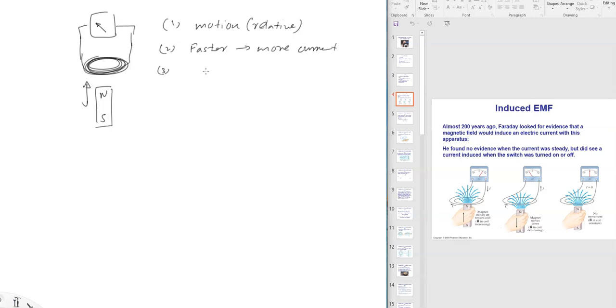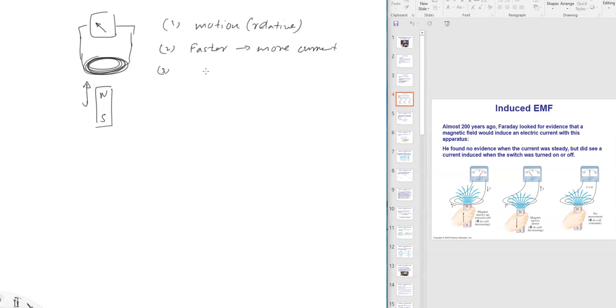So this was a very interesting observation. He realized that you can produce electricity. All this time, electricity was produced using chemical reactions, right? Like electric batteries. Now here's another way.